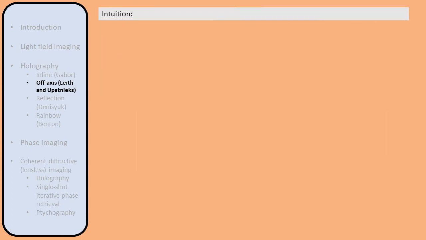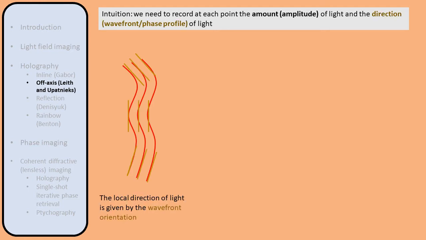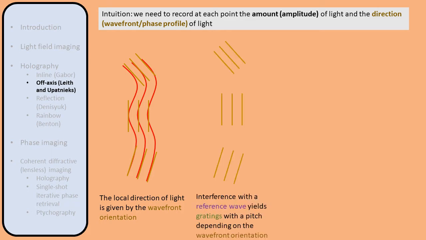Let's try to understand on an intuitive level how an off-axis hologram works. Our goal is to record and reproduce at each point in a plane the amount of light and its direction. If we consider the wavefront of the field, then locally we can approximate the field as a plane wave propagating in a certain direction. To measure the direction of these plane waves, we have them interfere with a fixed reference wave. The larger the angle between the 2 plane waves, the smaller the period of the recorded interference pattern.